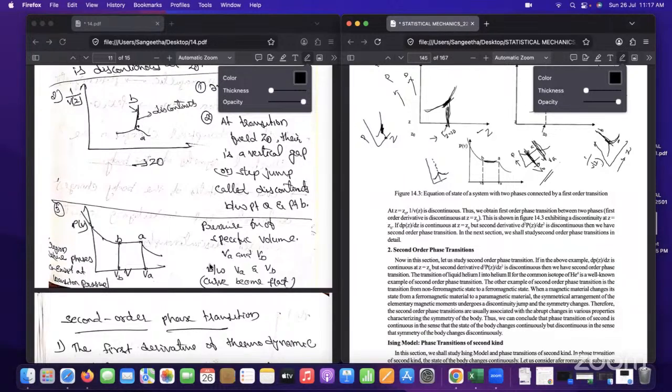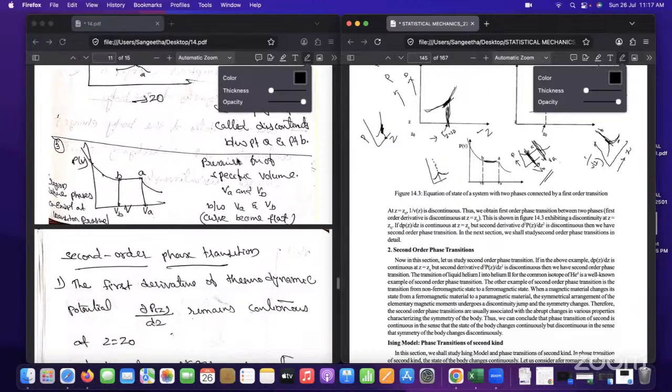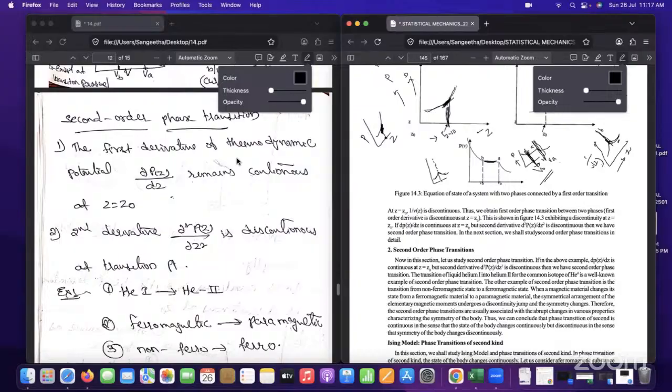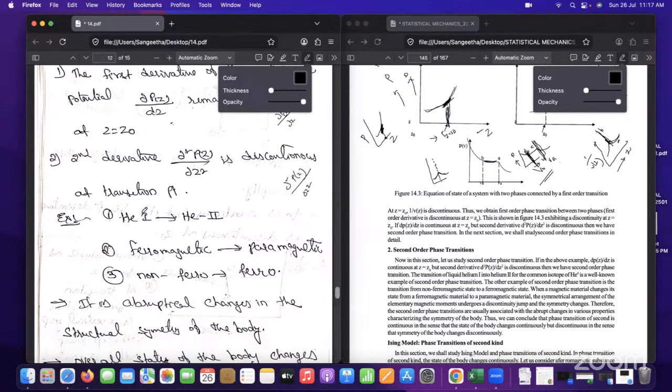Next, the second order phase transition. What is this second order phase transition? In second order phase transition, we write the first derivative and the second derivative. What is the first derivative? The first derivative is with respect to pressure, ∂P of Z by ∂Z. This is the first order derivative. What is the second order derivative? Again differentiating, ∂²P of Z by ∂Z². This is second order. So here in the second order derivative, helium 1 is converted to helium 2.